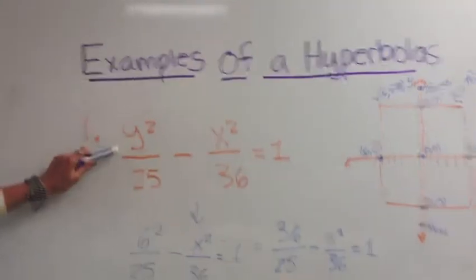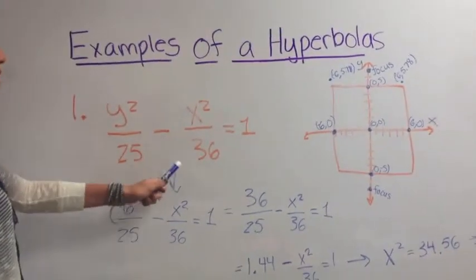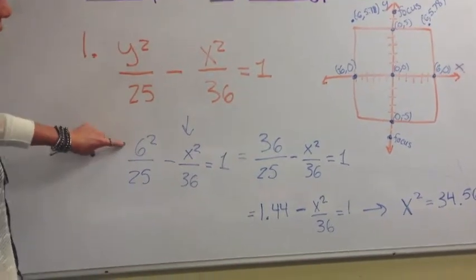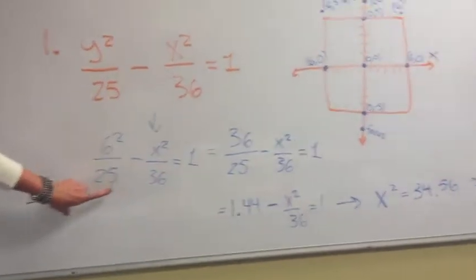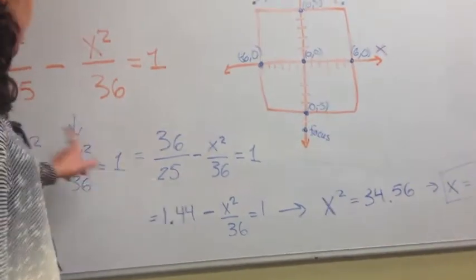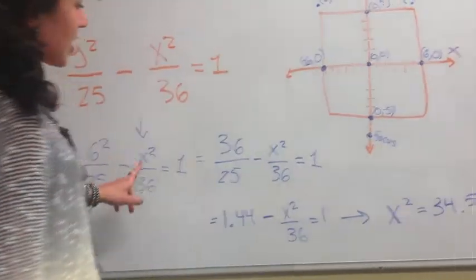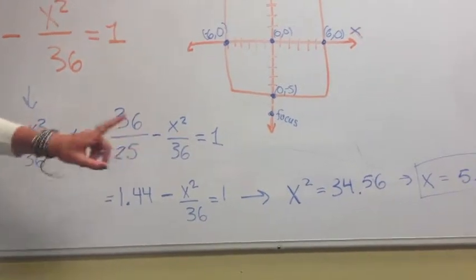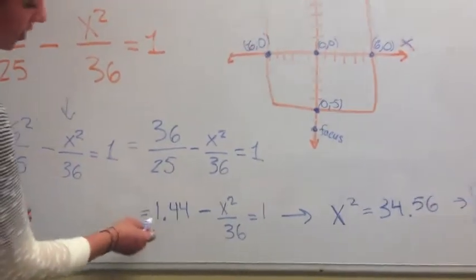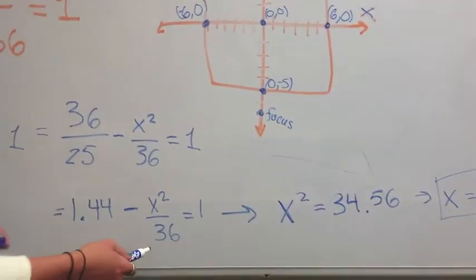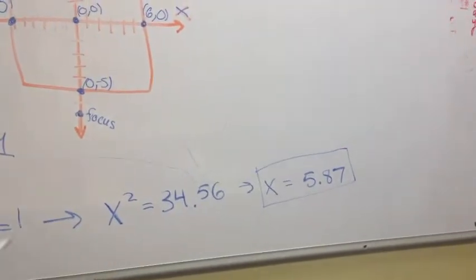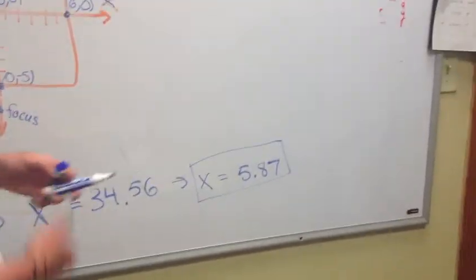Using the first equation, y squared over 25 minus x squared over 36 equals 1. To solve this equation, I plugged 6 in for y, so I got 6 squared over 25 minus x squared over 36 equals 1. And then this gives me 36 over 25 minus x squared over 36 equals 1. So then this would give me 1.44 minus x squared over 36 equals 1. X squared would give me 34.56, and x would equal around 5.87.